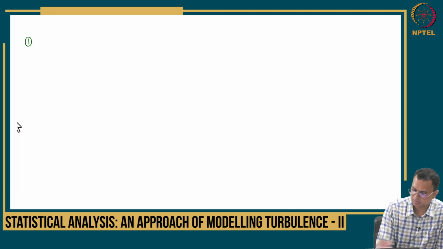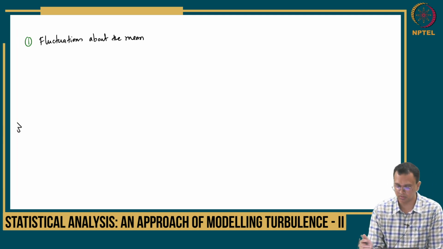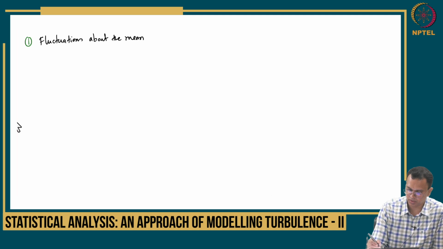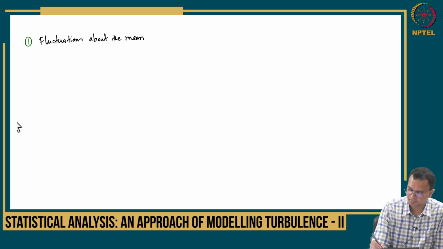The first thing is to look at fluctuations about the mean. If I am going to talk about mean, I mean ensemble mean. We are not going to use arithmetic mean anymore. So mean implies true mean here. So fluctuations about the mean. So we get some notations that you see in literature.